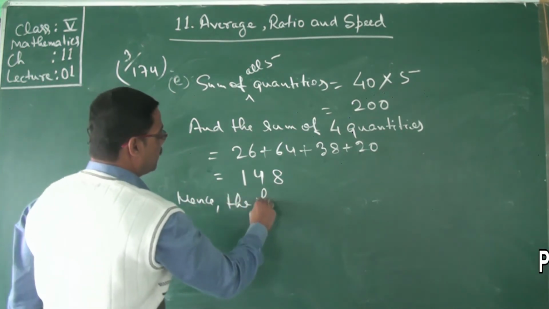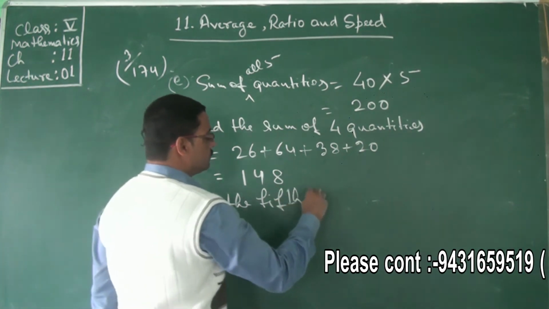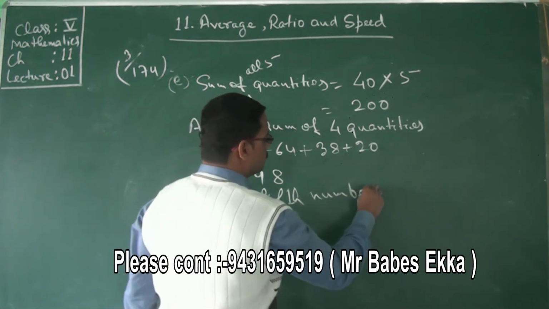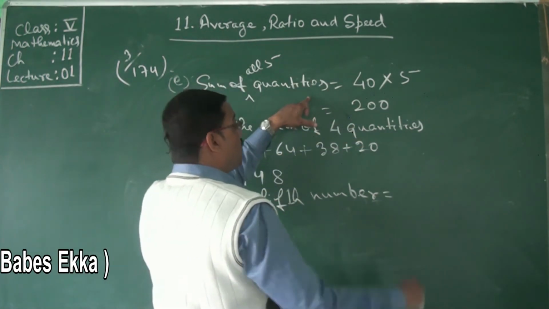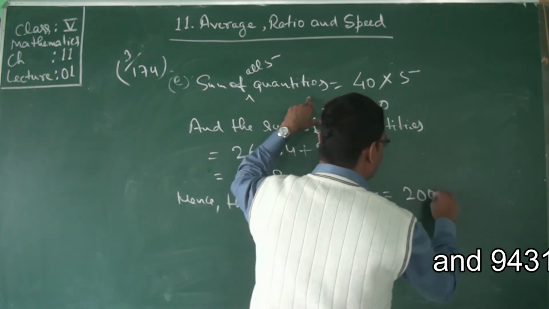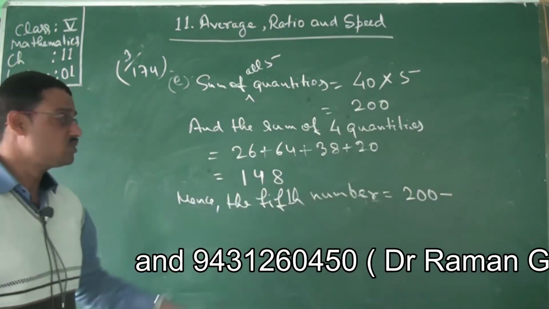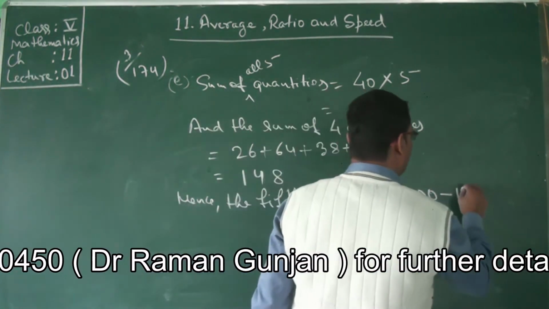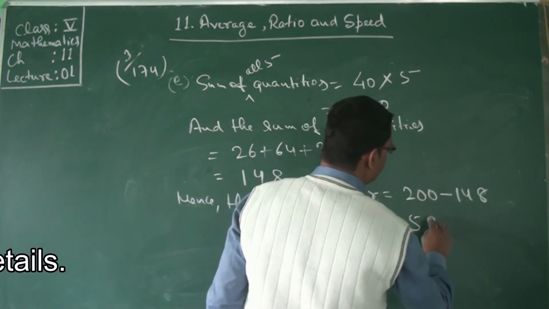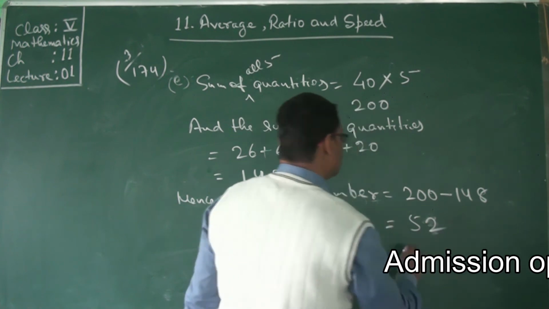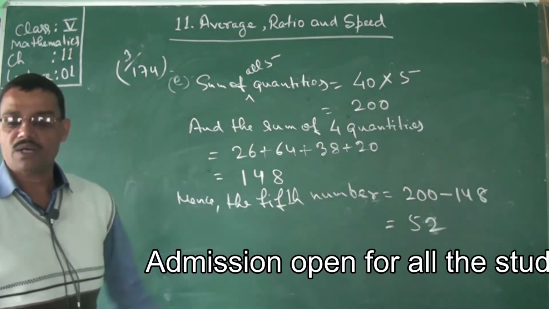Hence the 5th number equals: the sum of quantities for 5 numbers was 200 and the sum of 4 numbers we got is 148. So the number will be 200 minus 148, that is 52.